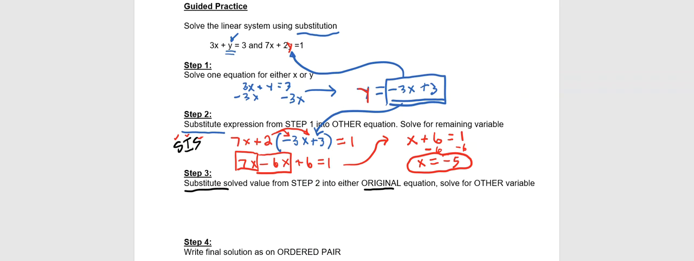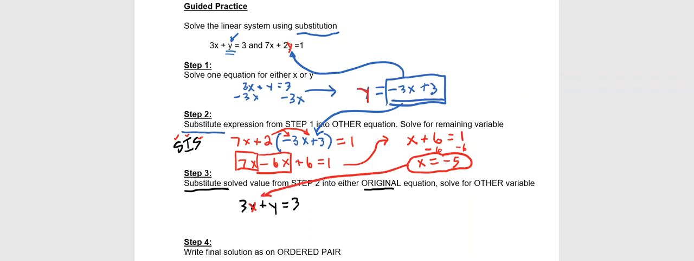So which of the two equations we use, it does not matter, but when I eyeball, I see that the first equation looks a little bit easier because there's not as much math involved. So I'm going to take that equation, 3x plus y equals 3, and I'm going to substitute my x, because I know that value.